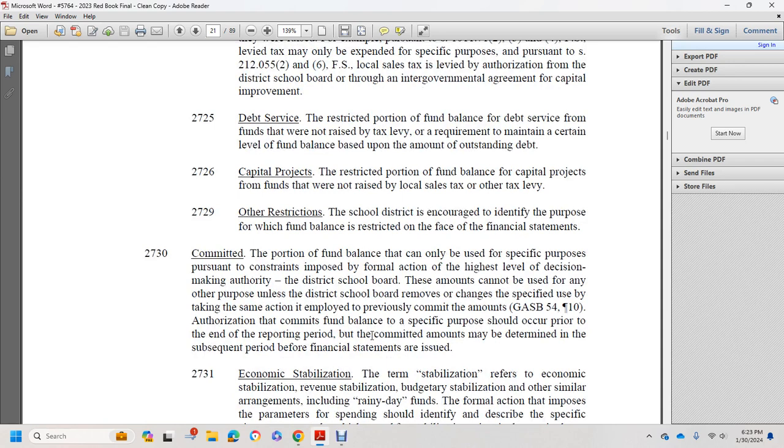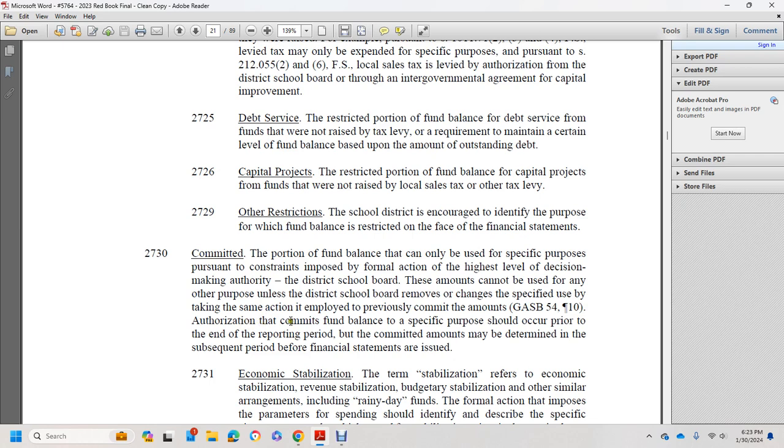2730, committed. The portion of fund balance that can only be used for specific purposes pursuant to constraints imposed by formal action at the highest level of decision making of the district school board. The amounts cannot be used for any other purpose unless the district school board removes or changes the specified use by taking the same action employed to previously commit the amounts. Governmental Accounting Standards Board.